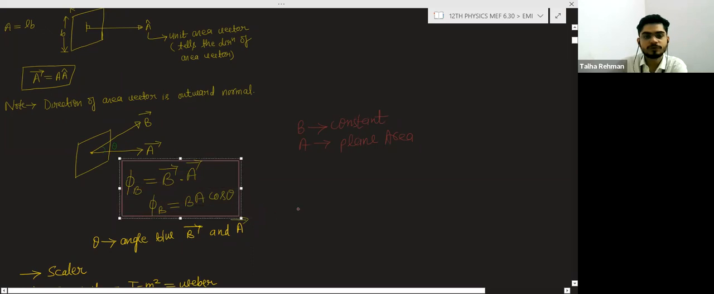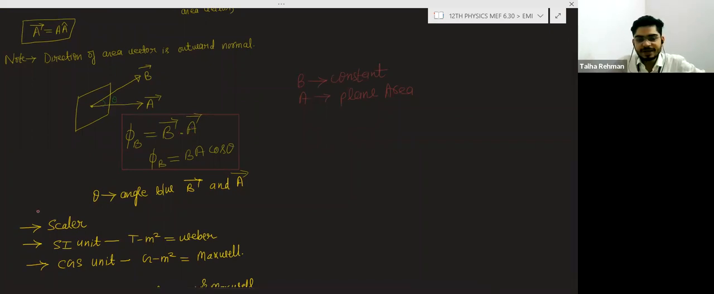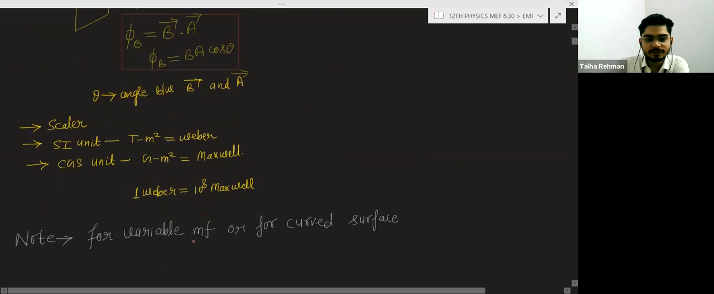This formula you should know. Now, magnetic flux is a dot product of magnetic field and the area. So you can say magnetic flux is a scalar quantity. Finally, you will get the answer scalar. So magnetic flux is a scalar quantity. SI unit is Tesla meter square.